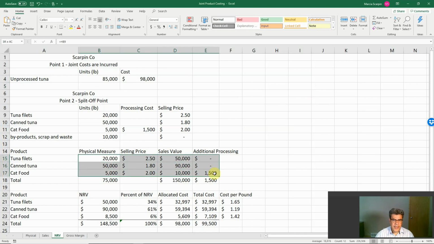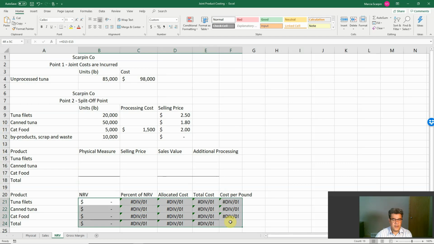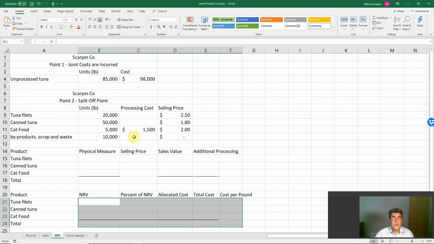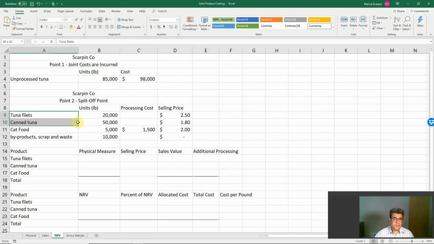So let's delete it here. So we have tuna, 85,000 pounds, $98,000 the cost. We have two products, tuna fillet and canned tuna, 20,000 pounds for the first one, 50 for the second one. We have a byproduct here, cat food. However, we need additional costs. We need processing costs here. And then other byproducts, scrap and waste that we will not be selling.